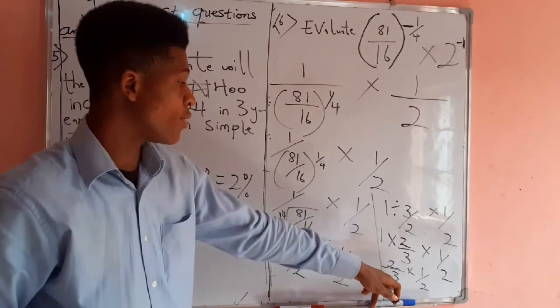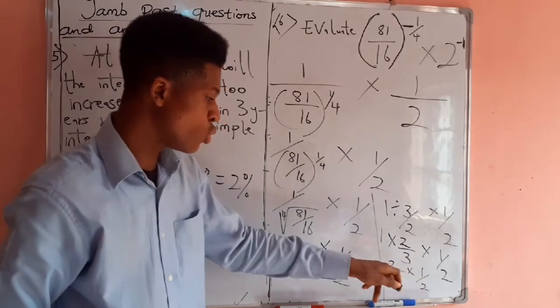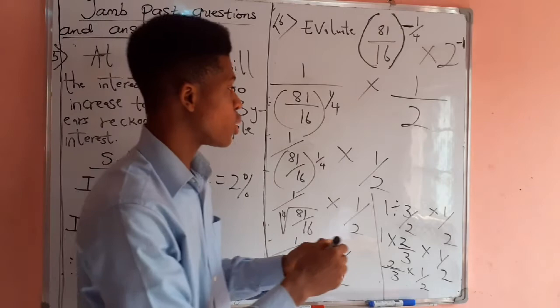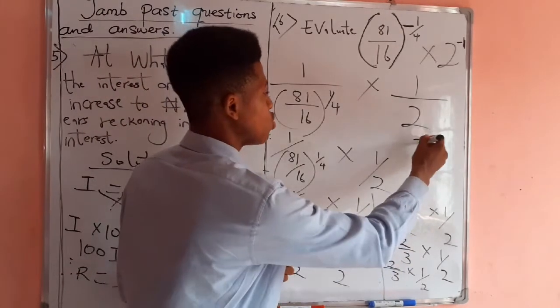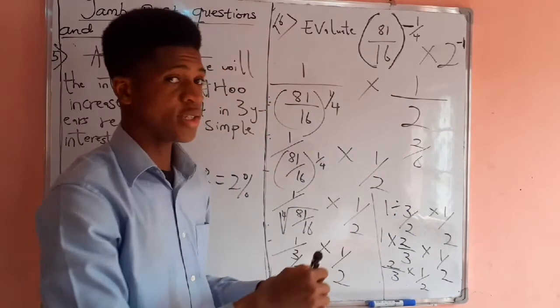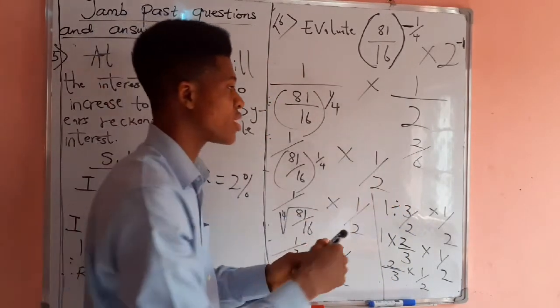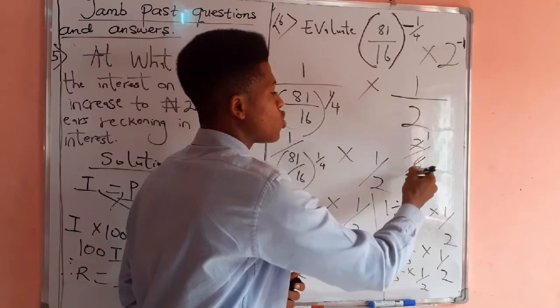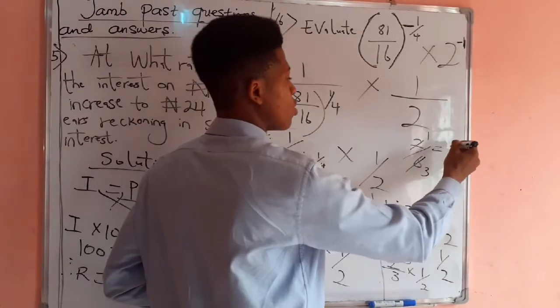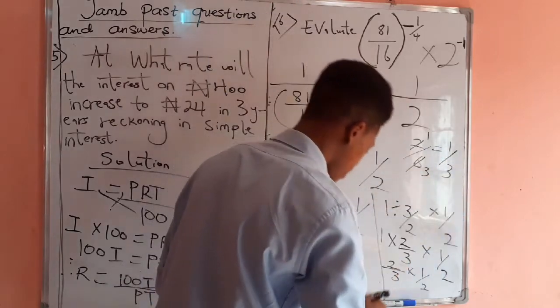So, of course, what we have here is what? 2 times 1 is 2. 3 times 2 is 6. So, this is what we are going to have. 2 times 1 is 2. 3 times 2 is 6. 2 all over 6. And this can also be reduced to its lowest end. 2 here, 1. 2 here, what? 3. So, our final answer is what? 1 over 3. Okay, class.